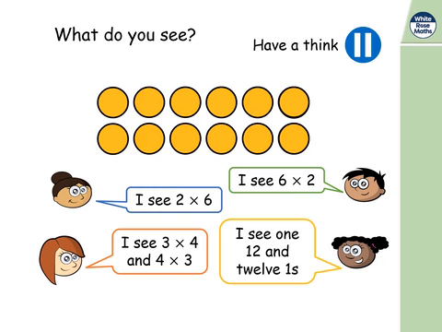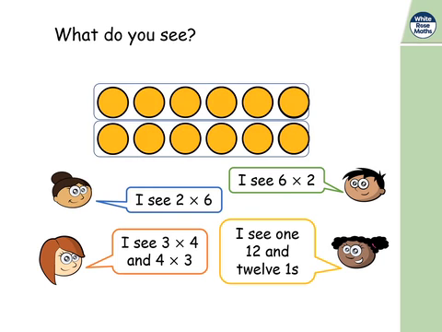Can you see all of those equal groups in this one array? Pause the video to have a think. Ah yes. Here's 2 groups of 6. And here's 6 groups of 2.